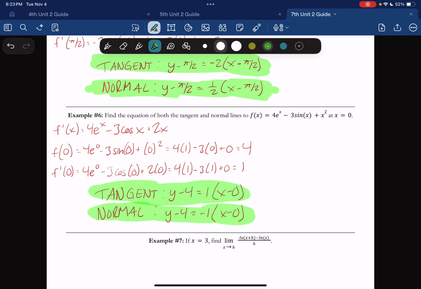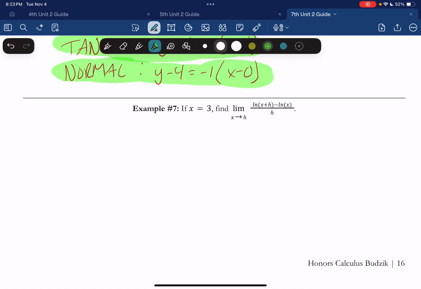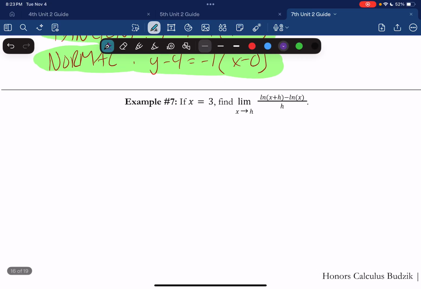Okay. All right, last one. If x is 3, I want to find the limit as x approaches h of the ln of x plus h minus the ln of x over h. So this problem looks horrifying, and it is done in about 3 steps.